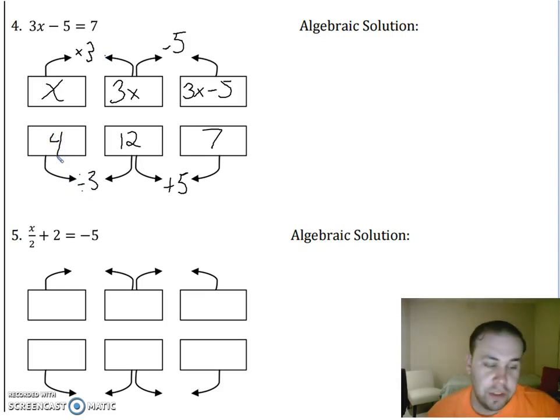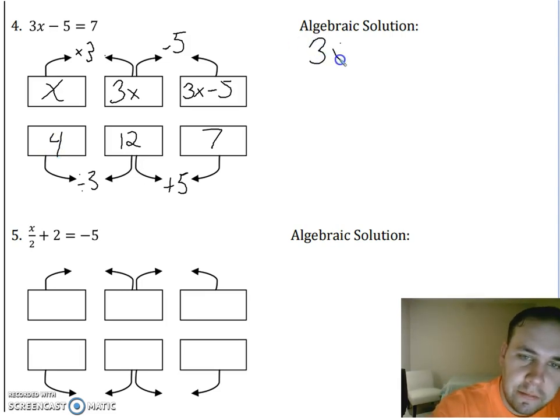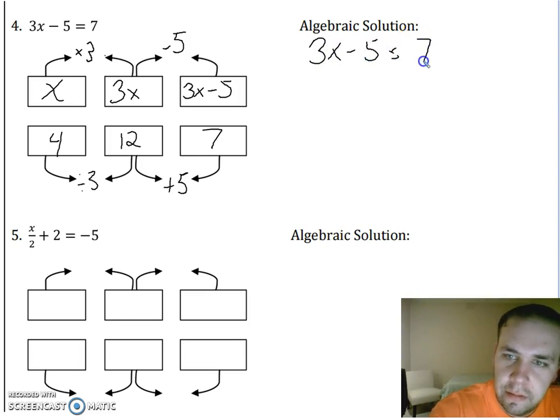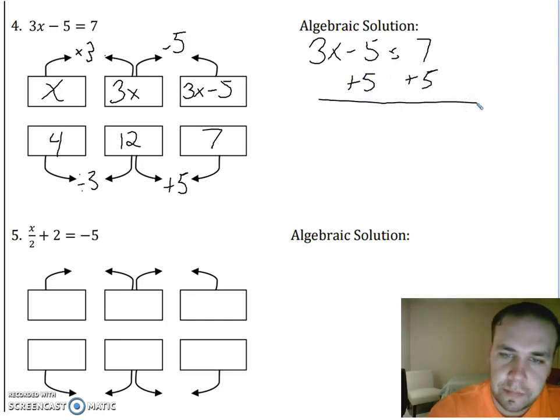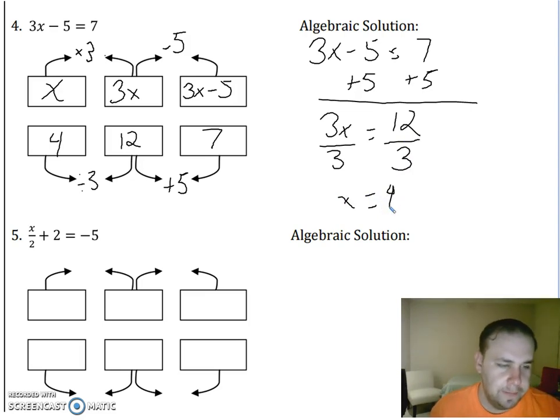Now if I want to show this algebraically, I could say 3x minus 5 equals 7. So I'm going to add 5 to each side, which leaves me with 3x equals 12. Divide each side by 3. x equals 4. Okay, I'm done.